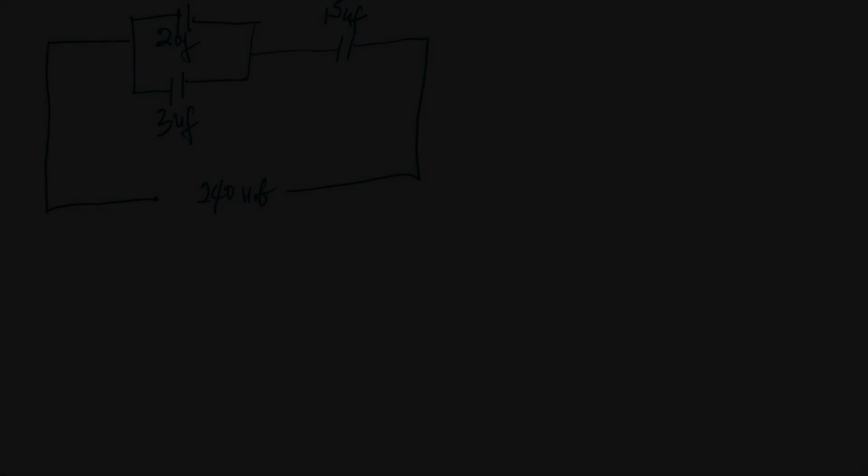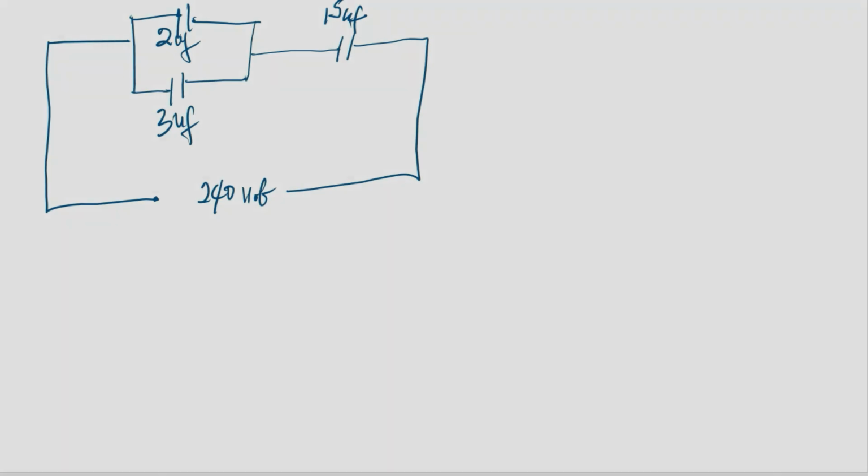microfarad. First, let's redraw this circuit. Here's the original circuit. Now, if you look at this circuit carefully, we are to look for the voltage across the 15, and the total voltage across this circuit is 240. Now look at it this way. We have broken this circuit down into two series circuits.